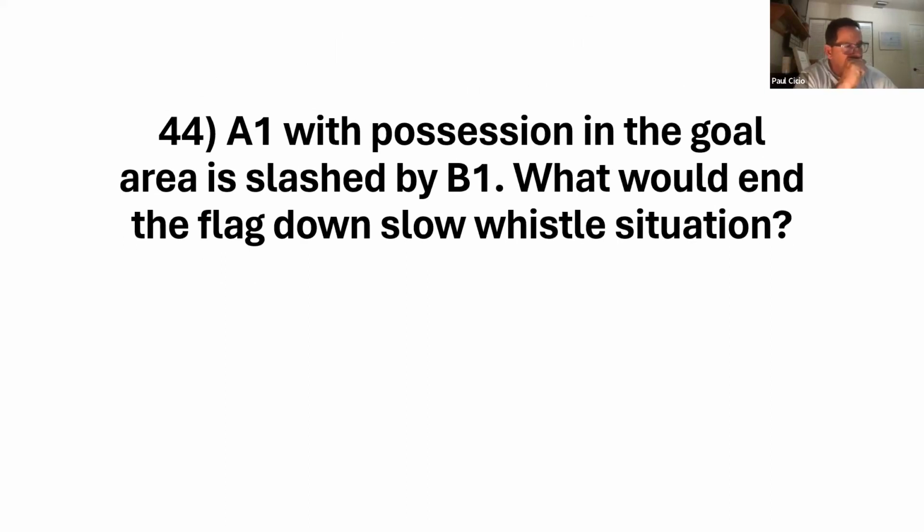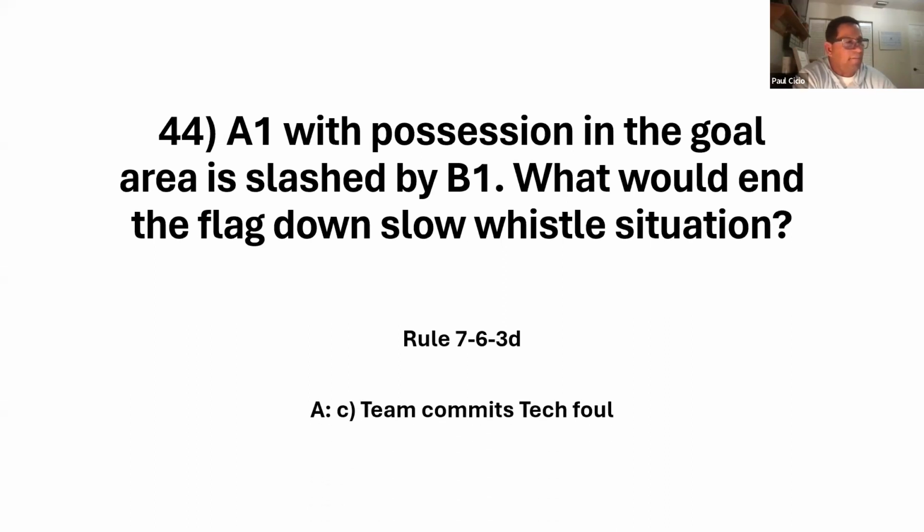44, A1 with possession in the goal area is slashed by B1. What would end the flag down slow whistle situation? All right, team commits a technical foul. Yep, that was just like the other one.